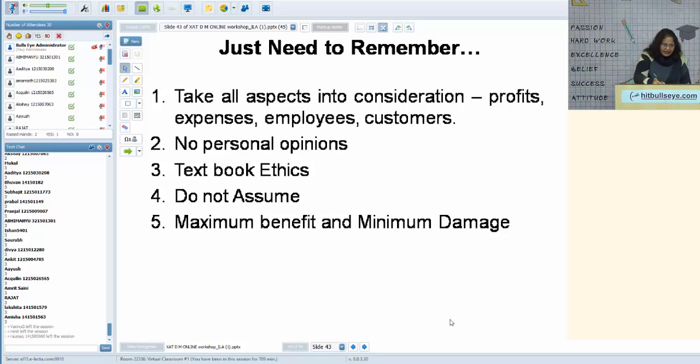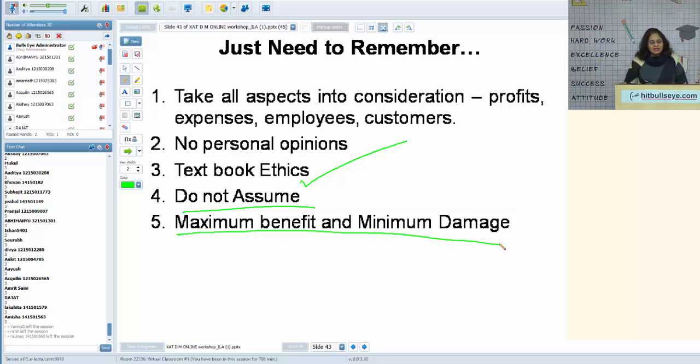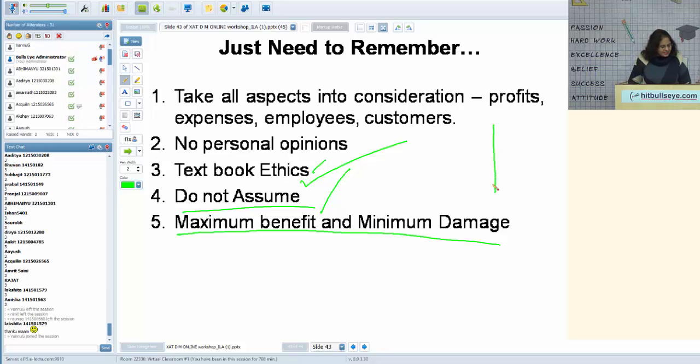This is something which we have been referring to in every slide, that it's the textbook ethics. And very importantly, do not assume. As in your critical reasoning questions, we do not assume. We take the facts which have been given to us, and then we decide. And the best decision would involve maximum benefit and minimum damage. But yes, it has to be ethical as well, not maximum benefits at the cost of ethics. Very importantly, ethical plus maximum benefit and minimum damage.